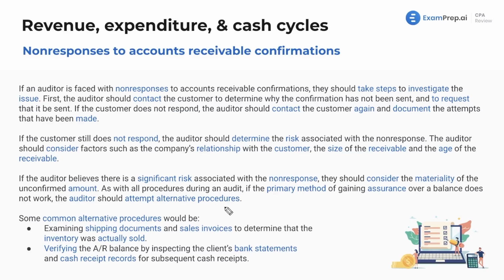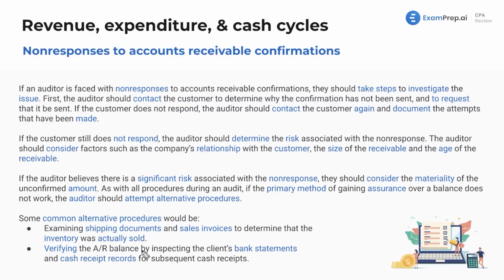Maybe you're trying to get actual statements on how much the client paid out in interest expense throughout the year. And if you can't get those statements, well, maybe you recalculate interest expense and you look at other possible documentation that can help you gain assurance over interest expense. What are some common alternative procedures here? Well, you could examine shipping documents and sales invoices to determine that the inventory was actually sold. Right? As we mentioned, there's a lot of documentation. Some of it, for the purposes of auditing, is redundant. Some of it is just going to prove again and again that this actually happened, and that's great, right? Because we take a look at it.